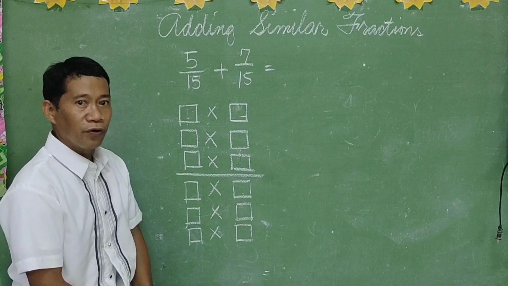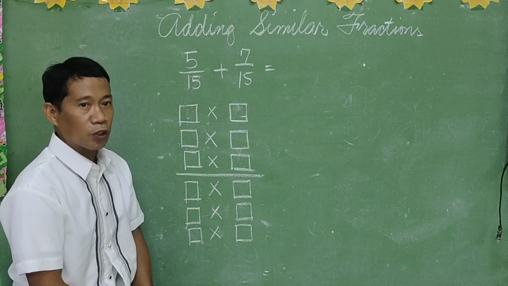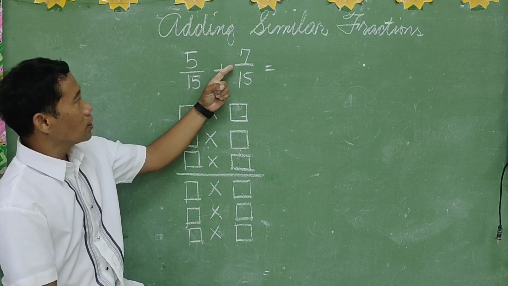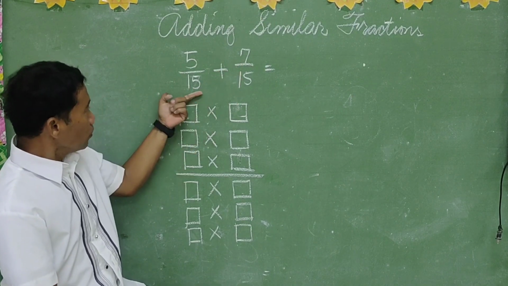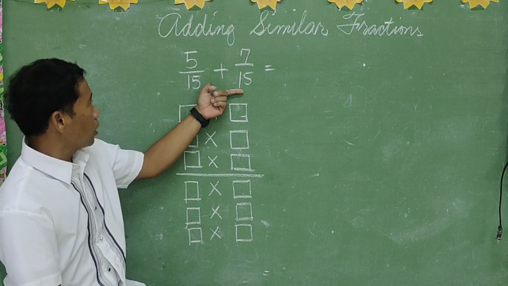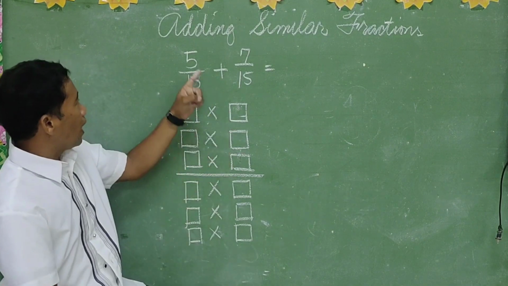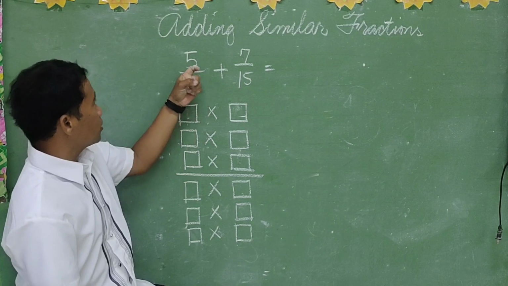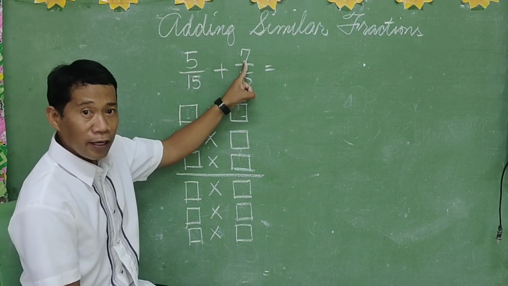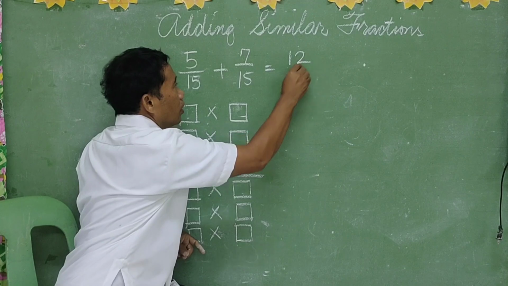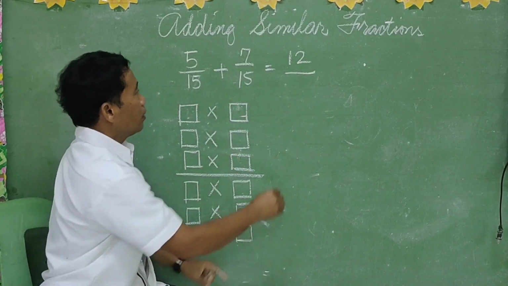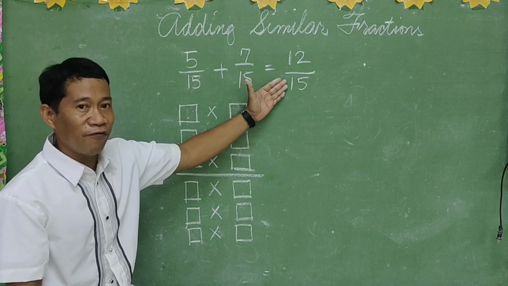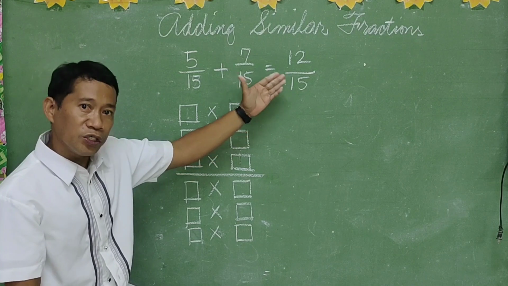Now, I am going to give you another example of adding similar fractions. Like for example, this one here, 5/15 plus 7/15. So we know that the denominators are the same. Anong gagawin natin dyan? Add the first numerator to the second numerator right away. So what is the answer if we are going to add 5 plus 7? The answer is 12. Copy the denominator. Now, we are going to check if this 12/15 is in simplest form or in lowest term.